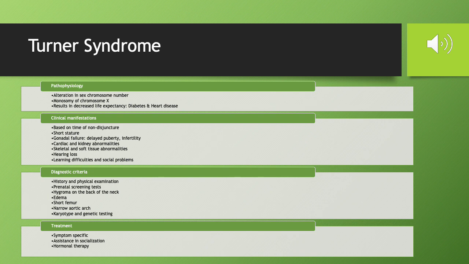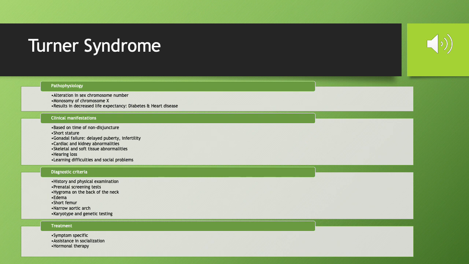As far as clinical manifestations, the individuals normally have short stature. There is gonadal failure, so you'll see delayed puberty. Again, this is with the sex chromosomes, so there's a puberty issue. There's an infertility issue. There is cardiac and kidney abnormalities. The skeletal system is abnormal. You have soft tissue abnormalities. They present with hearing loss, and there are some learning difficulties or cognitive difficulties, as well as social problems.